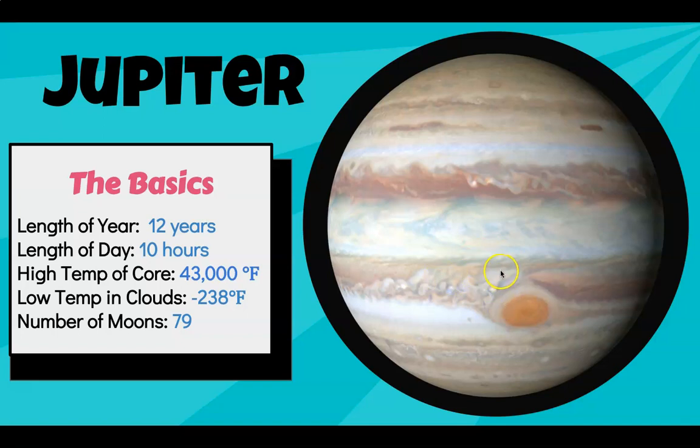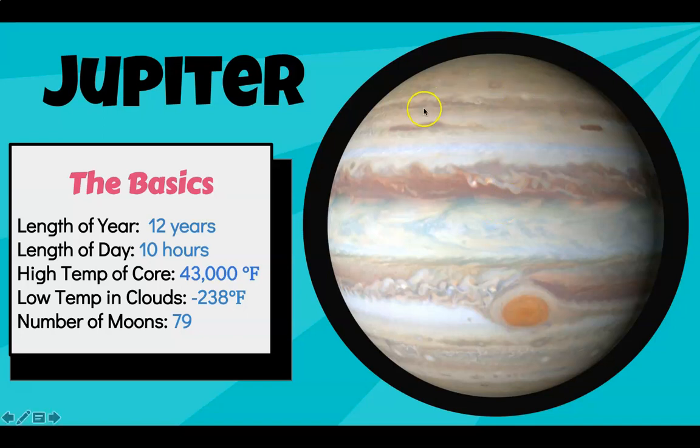It takes 12 years, Earth years, for Jupiter to go around the sun one time. But it spins faster than the Earth. It only takes 10 hours for it to spin all the way around. For Jupiter, as with all the gas giants, as you get closer to the core, or to the very center of the planet, it gets hotter and hotter.